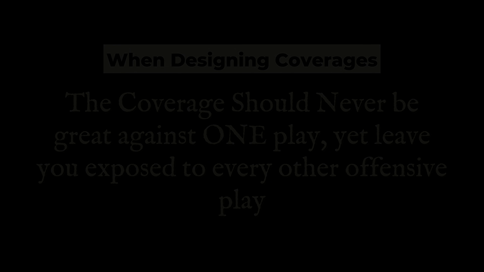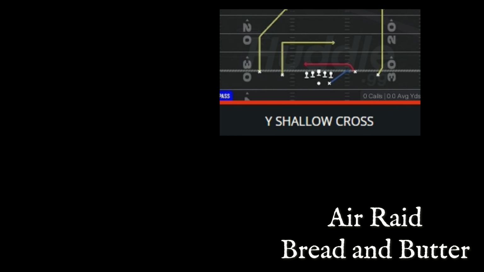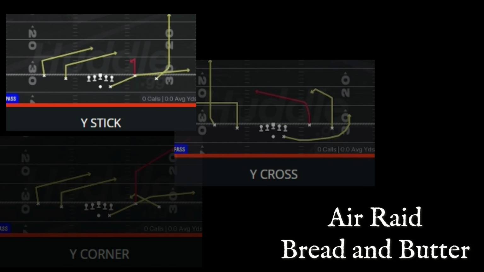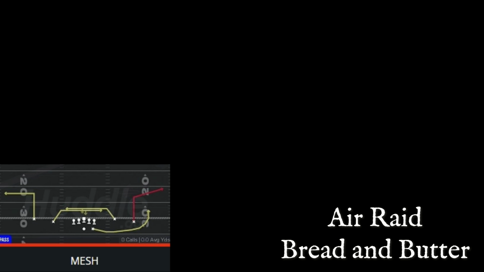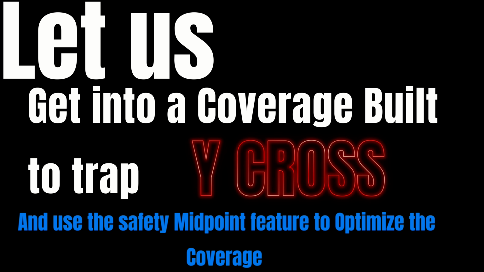This is the essence of constraint theory. They run their bread and butter plays until you overcommit resources to stop them, right? And then they hit you with the counters that exploit that overcommitment of your resources, which forces you back into balance. And once you're honest again, they go right back to their bread and butter. That's how Peyton Manning used to kill people. Our goal is different. We want a coverage that is structurally sound against their overall attack while still layering in deception based on our knowledge of the quarterback's reads and progressions.